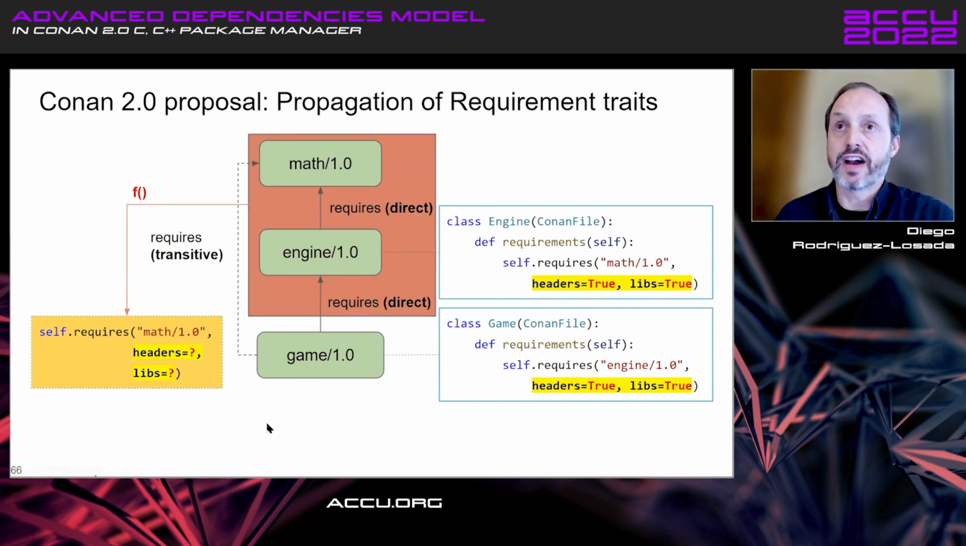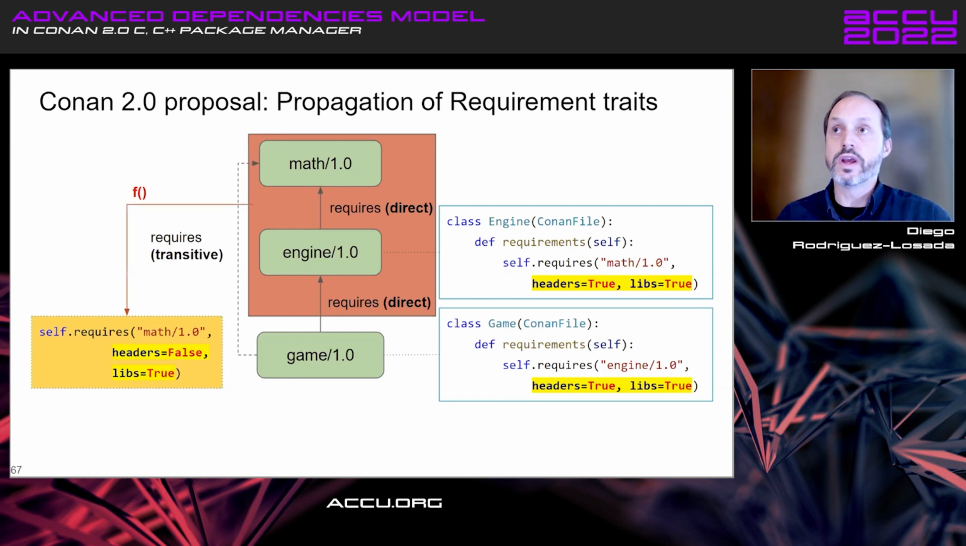This is basically a function. The inputs that we have for this function are the explicit requires and their traits from game to engine and engine to math, and also the engine and math packages themselves. They have other information there, we will see later, that is useful. So we take these four things, the two packages information and the two requires information, and with that, we can define this F function that will tell us, hey, the trait that you need to use here downstream is this.